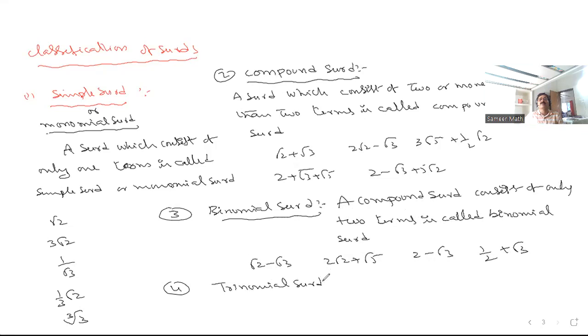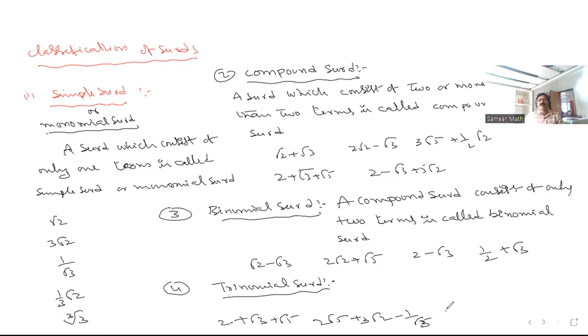In the same fashion, I can go for trinomial surd. Same story. Same definition I can write: a surd consisting of only three terms is called a trinomial surd. Examples here I'll write. You can take 2 plus root 3 plus root 5, 2 root 3 root 2, 1 by root 5, 1 by root 3.